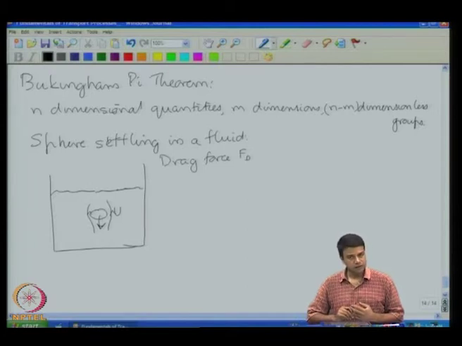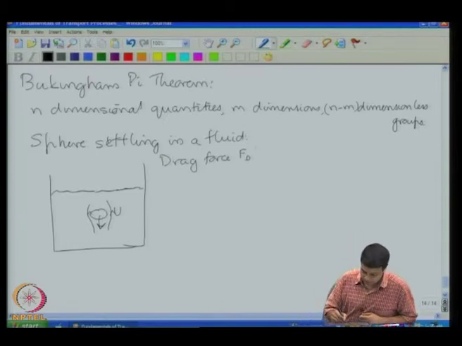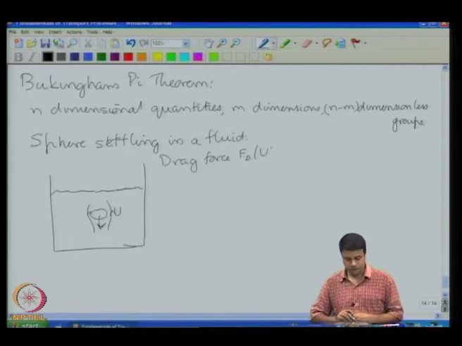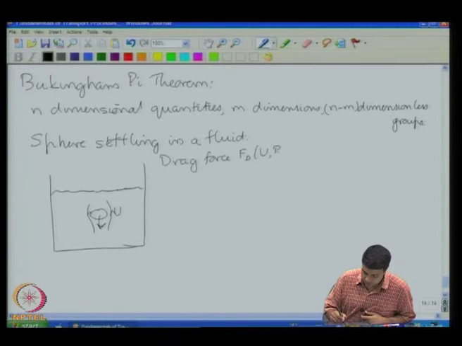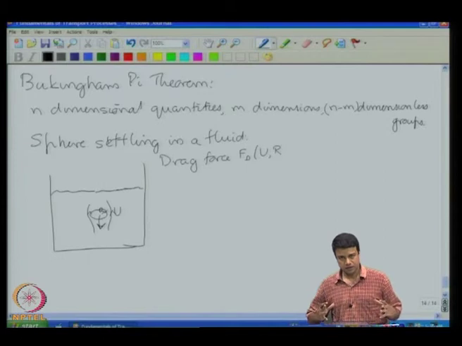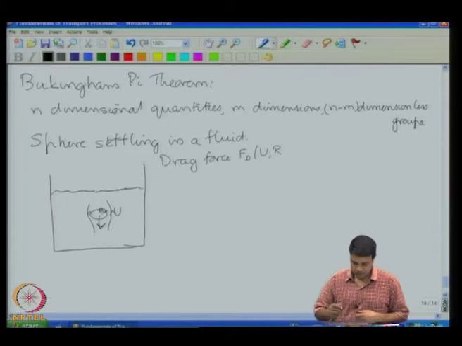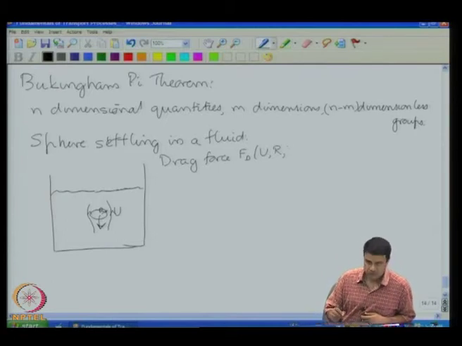The drag force in general can depend upon various things. First of all, it has to depend upon the velocity with which the sphere is settling. Obviously, if it goes faster, there will be more force. If it goes slower, there is going to be less force. Secondly, it has to depend upon the radius of the sphere. A larger particle settling in a fluid is going to feel a larger force than a smaller particle. Fluid friction is caused by fluid viscosity, so it has to depend upon the coefficient of fluid viscosity.